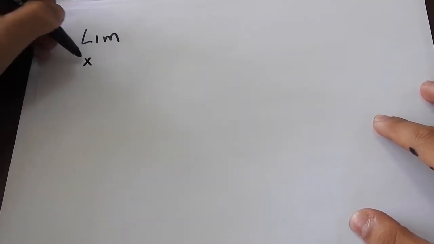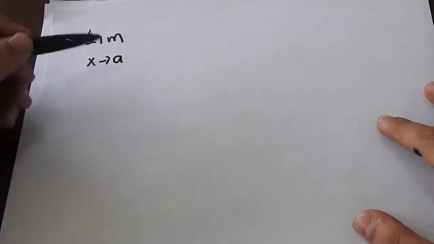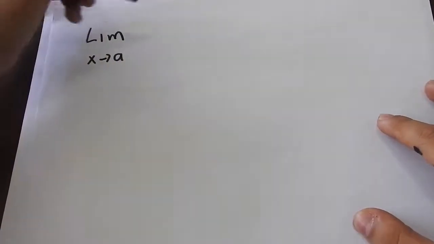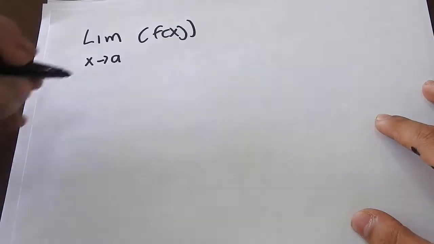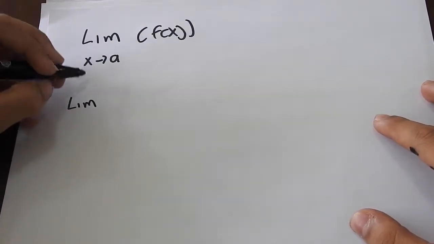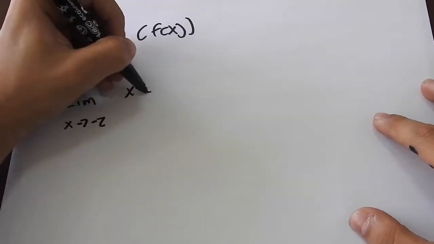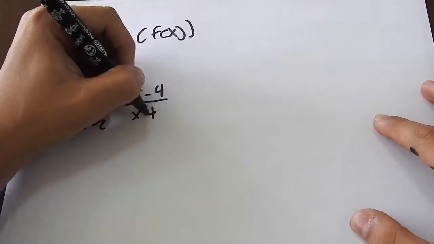Now, looking at some notation of limits, limits are written as the following. We have lim, which stands for limit, as x approaches a. A can be any value. A can be 0, 1, 2, 3, negative numbers, fractions. So we have the limit as x approaches a of f of x, which is the function. For example, the limit as x approaches -2 of x squared minus 4 over x plus 2.